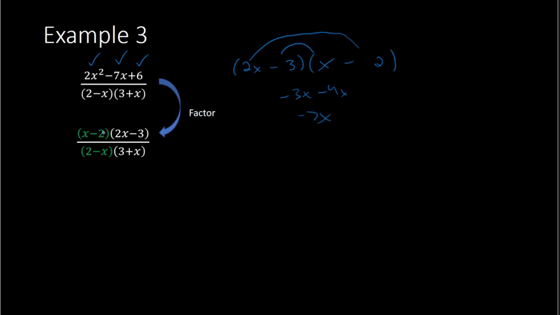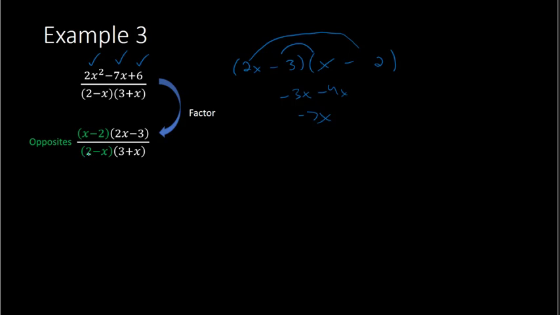Now notice the x minus 2 in the numerator and the 2 minus x in the denominator. Notice how those are opposites. What I can do is, looking at either the top or the bottom, doesn't really matter. Let's look at the bottom.